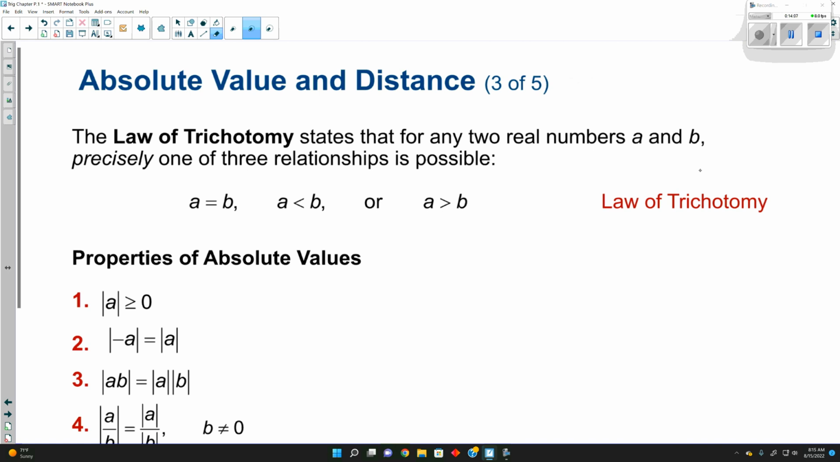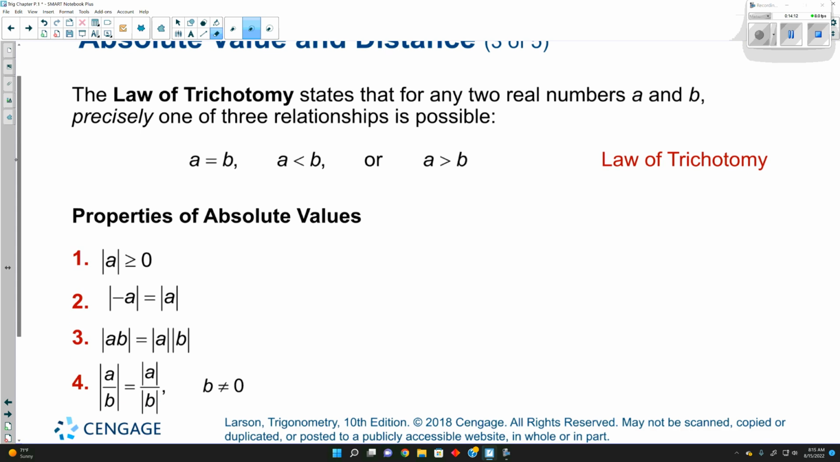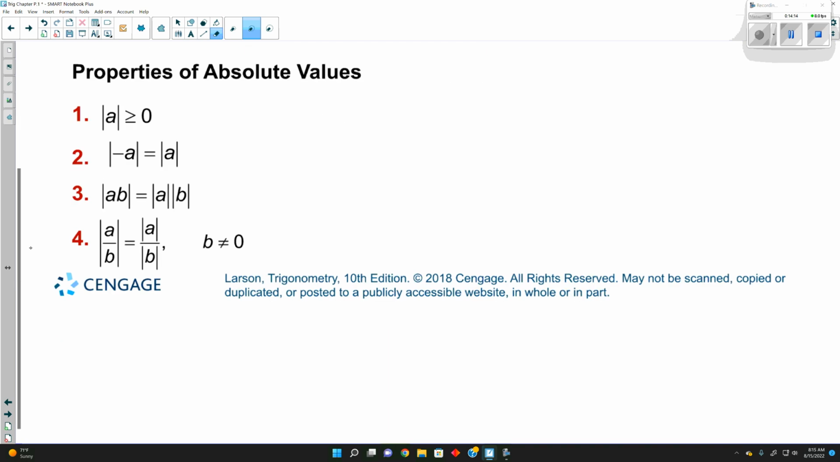And these are just some of the basic laws that we do have, because the absolute value of A is always going to be greater than or equal to 0. That's just always true. The absolute value of negative A is equal to the absolute value of A. They're going to be the exact same. The absolute value of A times B is equal to the absolute value of A times the absolute value of B. So we can split them apart. The same thing is true with division as long as B is not 0. As long as we're not dividing by 0, we're good to go there.